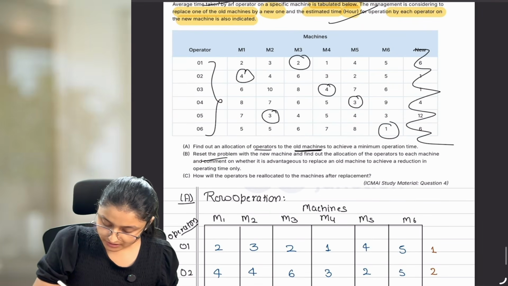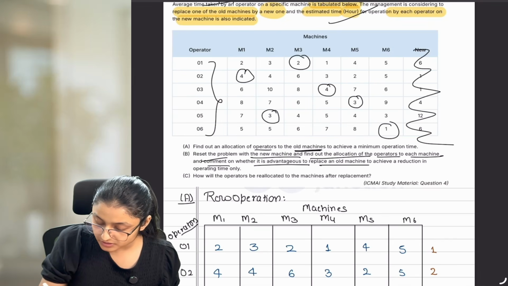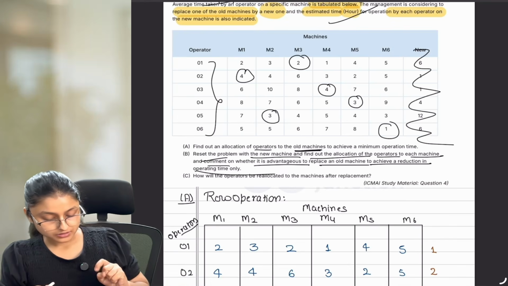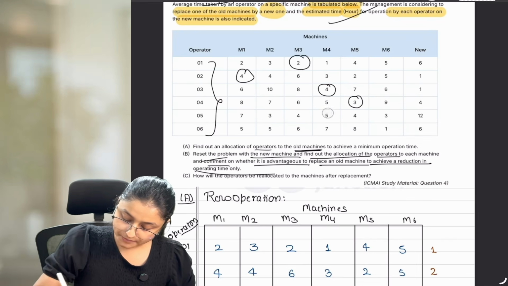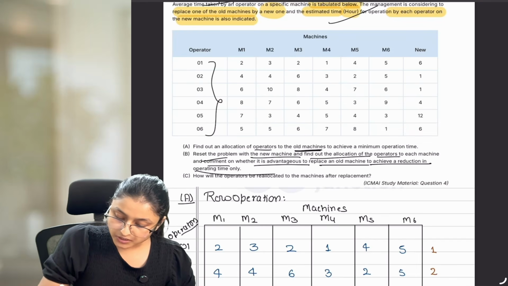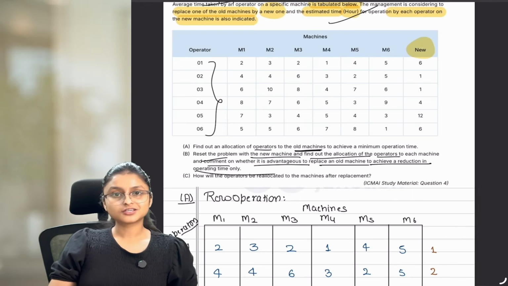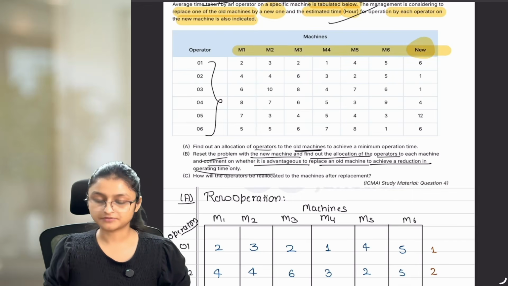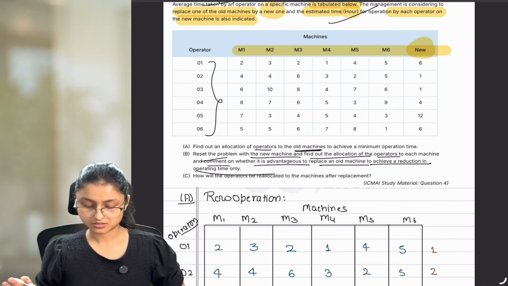B. Reset the problem with the new machine and find out the allocation of the operator to each machine and comment on whether it is advantageous to replace an old machine to achieve a reduction in operating time only. Now, the thing is, the question is saying to take this new machine now, but they are not mentioning in place of what particular machine I have to take this new machine. So what we have to do is, we have to take all these machines, all the 7 machines, the old 6 machines and this new machine.